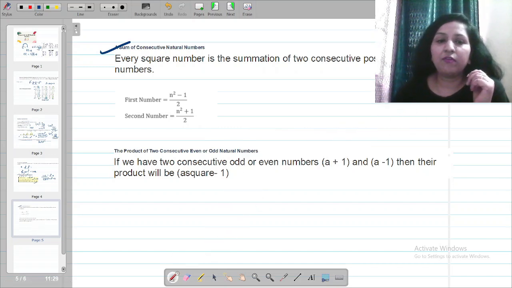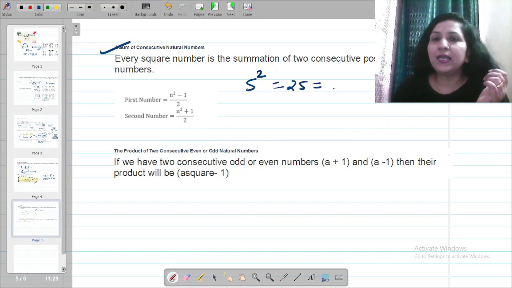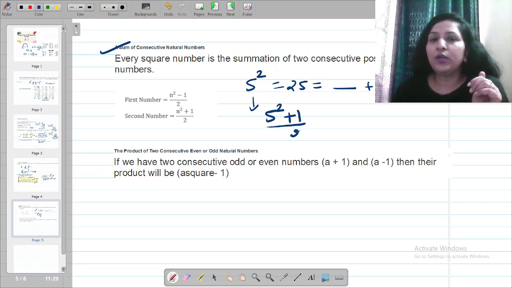If I have 5 square, it's a square number. 5 square, that is 25. So it has to be written as the sum of two natural numbers, positive and consecutive. What am I going to do? This number, 5 square plus 1 upon 2, it should be the first number, and 5 square minus 1 by 2, it has to be the second number.